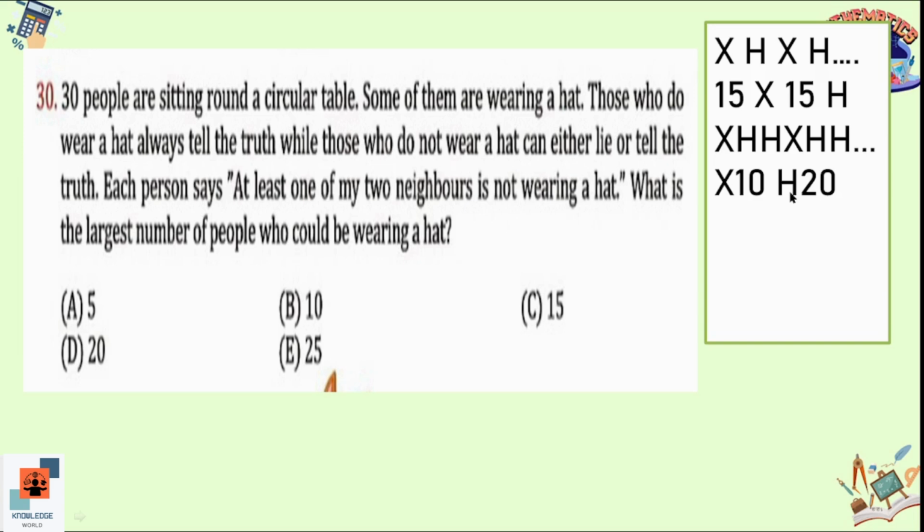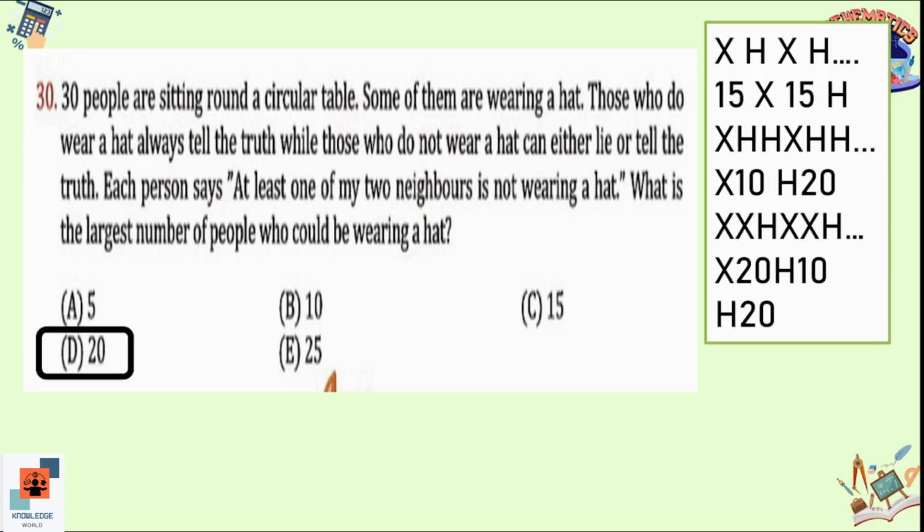Now, the third way is that the first two persons are not wearing a hat and the third person is wearing it. Then after that, the next two persons are not wearing it and the next one is wearing it, and so on. So here, in this case, out of 30, 20 persons are not wearing the hat and 10 persons are wearing it. So if we look at all the numbers, 20 is the largest number of people who could be wearing a hat. So option D is the correct option here.